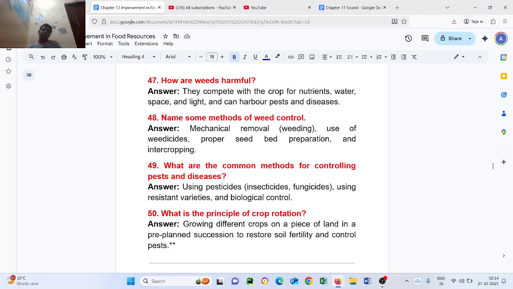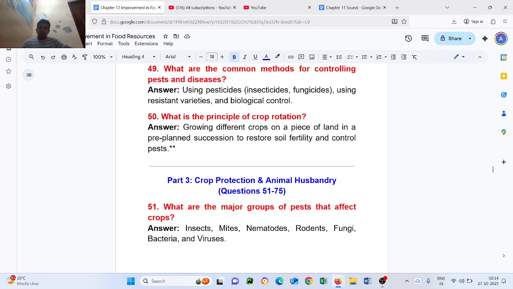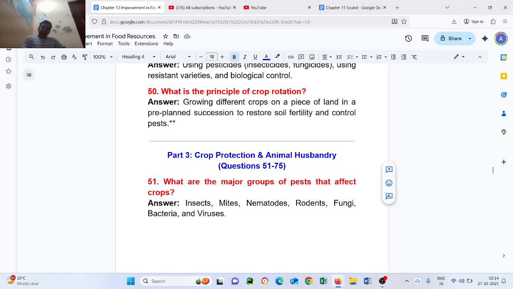Question number 49. What are the common methods for controlling pests and diseases? Using pesticide, insecticide, fungicide, using resistant varieties and biological control. Question number 50. What is the principle of crop rotation? Growing different crops on a piece of land in a pre-planned succession to restore soil fertility and control pests. Question number 51. Now we move to Part 3, protection and animal husbandry.